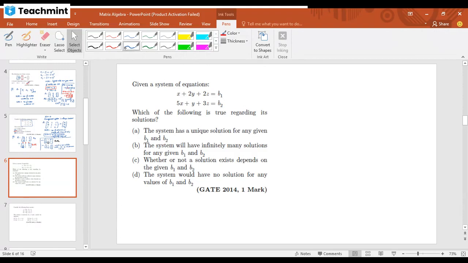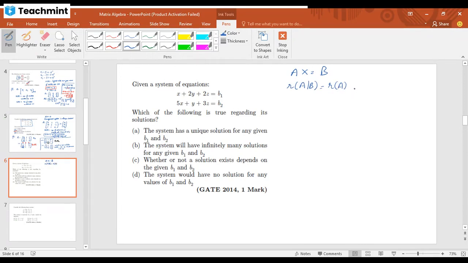Okay, the first thing is, if you just look at this system, this is the non-homogeneous system of the type Ax equal to B. In case of a non-homogeneous system, we can say that a system is consistent or inconsistent depending on the rank of the augmented matrix and the rank of A. If the rank of the augmented matrix equals the rank of A, then we say the system is consistent.